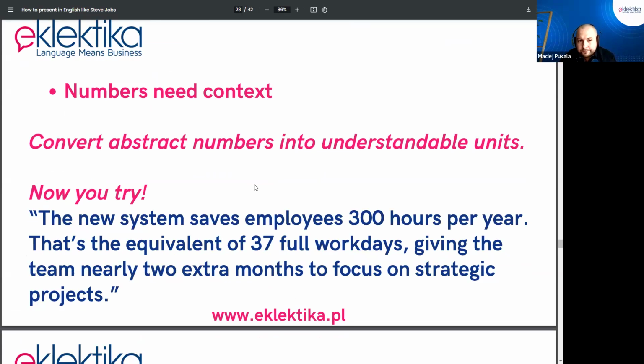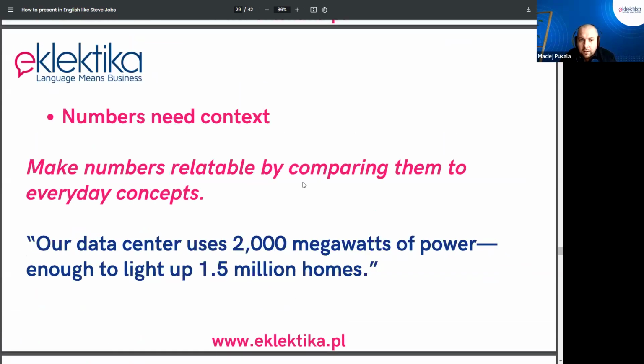Okay. So the numbers. Next thing you can do with numbers is make them relatable to everyday concepts. For example, our data center uses 2000 megawatts of power. That's enough to light up 1.5 million homes. Analogies. Use the power of analogy, comparison.